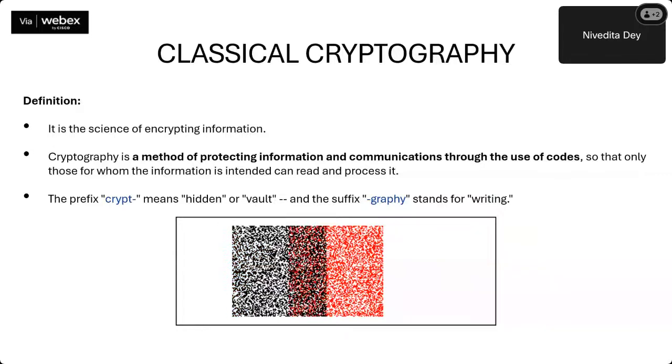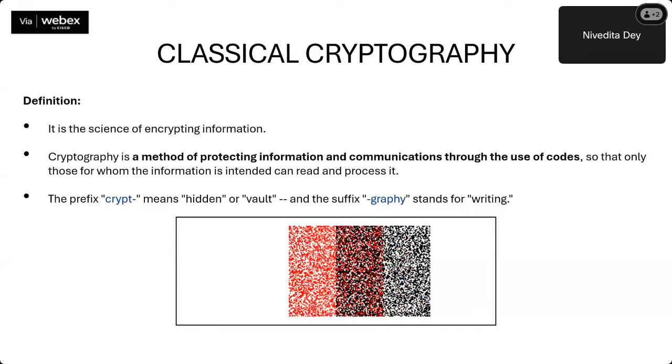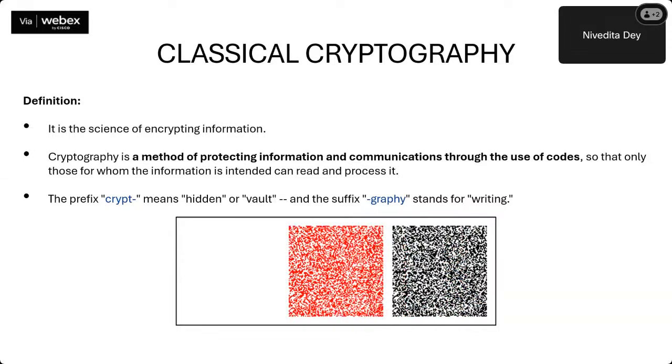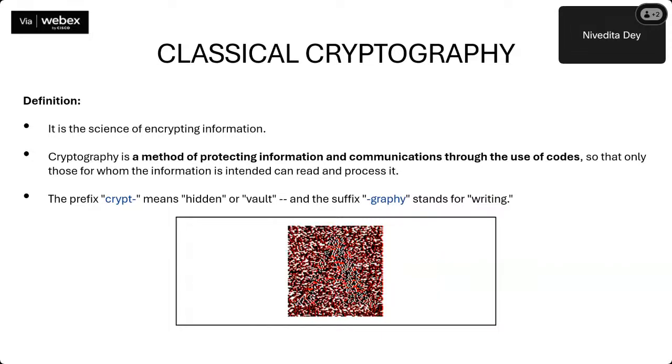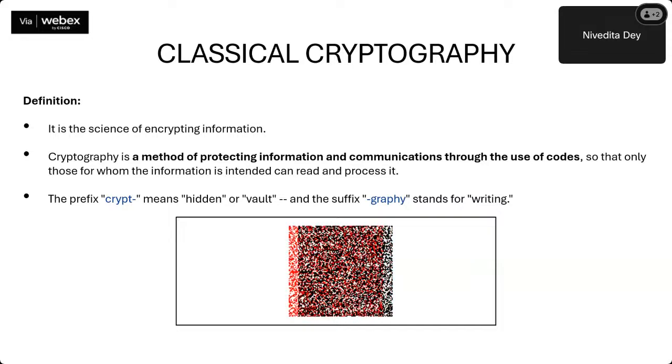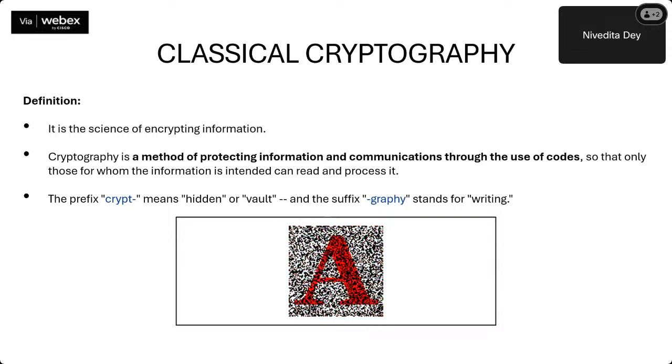It is a science of encrypting some information. Basically, crypt means hidden or vault, and the suffix graphy means writing. So it was from the ancient codes or the kind of methods that we are using in cryptography. So it's a method of protecting some information or communication through the use of certain kind of cipher or codes.